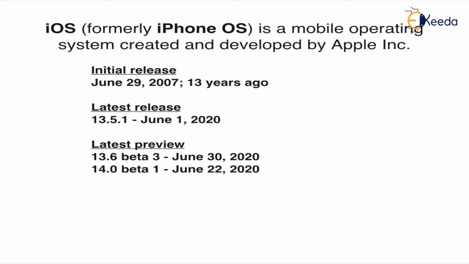Right now the latest version of iOS is 13.5.1, initially released on 1st June 2020. The latest preview, meaning the beta version of iOS, is 13.6, with beta 3 initially released on 30th June 2020. Our next beta version is 14.0, where beta 1 was released on 22nd June 2020.